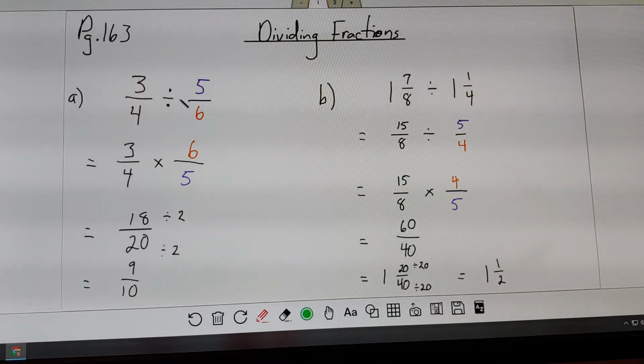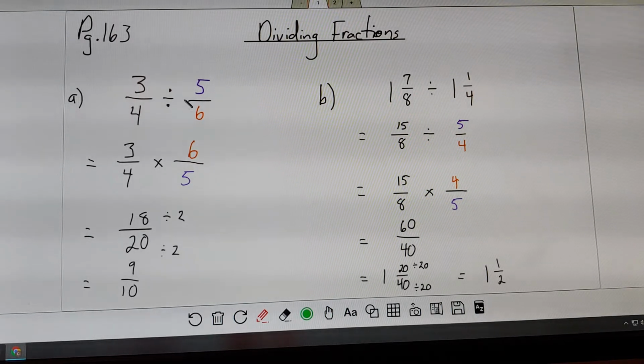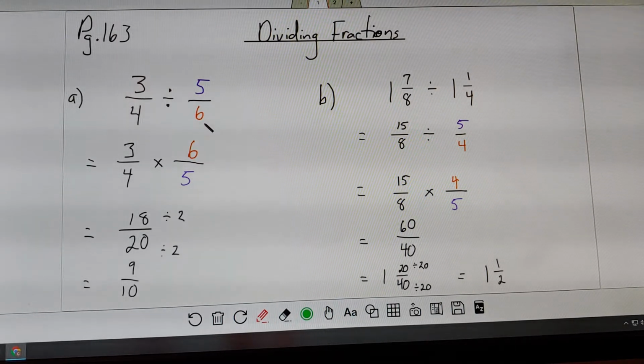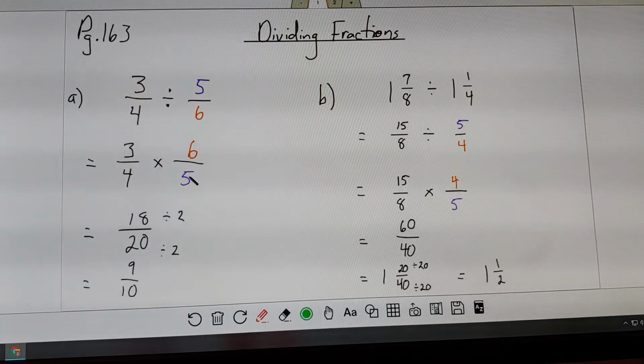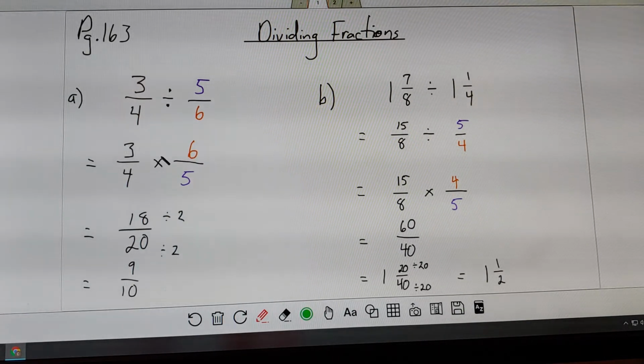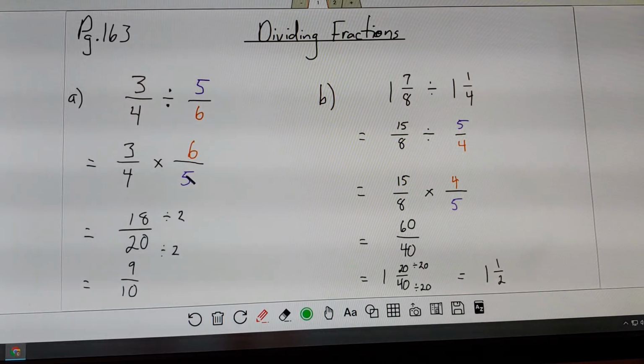What you do, like I mentioned in my last video, you take the reciprocal of the divisor. The second number that you divide by is the divisor. And reciprocal means you flip it over. So instead of 5 over 6, we now have 6 over 5. And that turns it into a multiplication question. And then you just multiply it like we did on the last page.